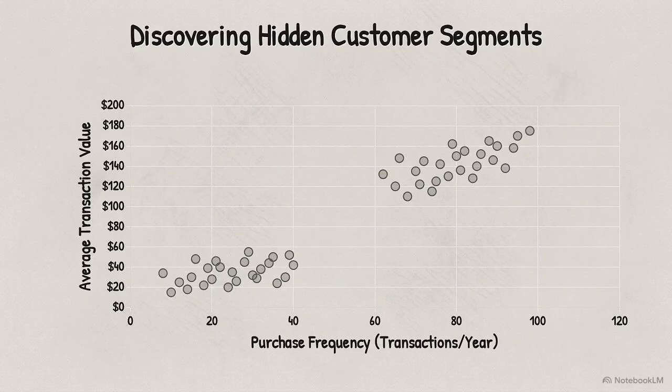This is the core of unsupervised learning. We are working with data that lacks predefined outcome variables. There are no target labels like high value or at risk. The system must analyze the raw spatial distribution without a key.